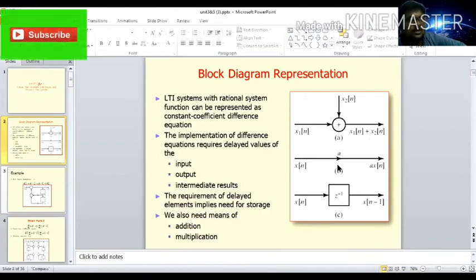The second block is the constant multiplier. Here you put a multiplier symbol, an arrow mark. This arrowhead represents a multiplier. Here I put a, a constant multiplier. Now apply the input signal x of n to this multiplier, and you get the output y of n, which is equal to a into x of n.